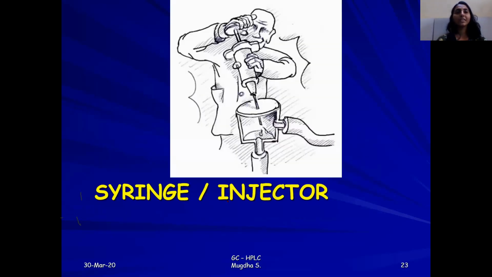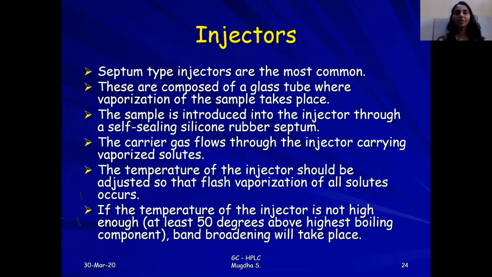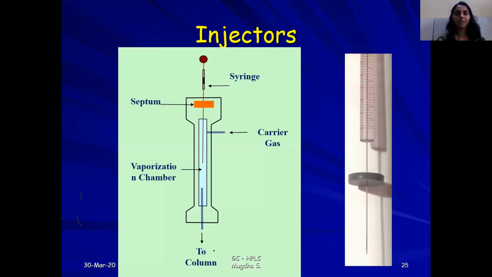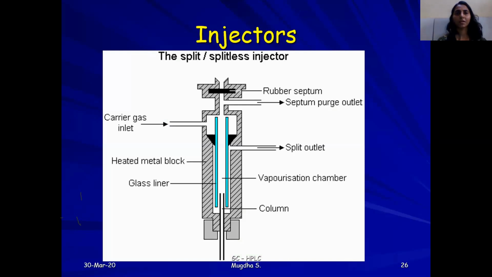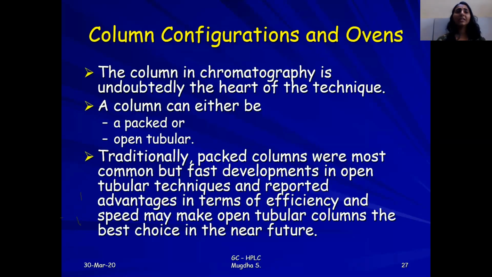Now the types of syringes or injectors that are used. There are many different syringes and injectors. The most common type is the septum type. You can see the picture of the septum type injector here. This is called a split or splitless injector. Then you have the columns, different types of columns that are used in gas chromatograph.